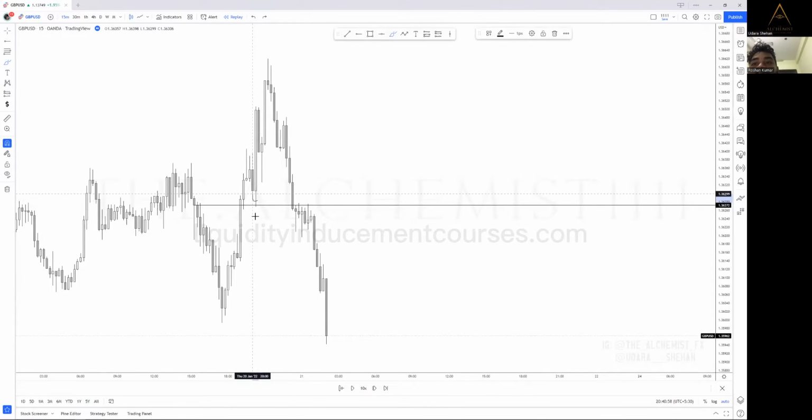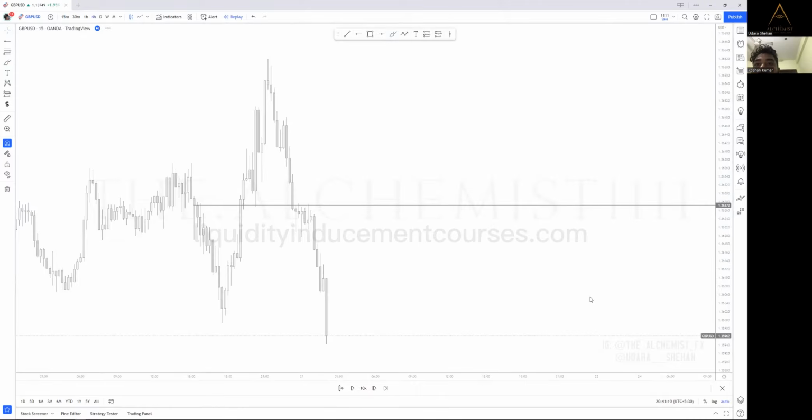Because can you see? First of all, it acted as a support. It tapped and started going up. But now it is broken, then what happens? It will act as a resistance. See that? So simple stuff, but you must understand the logic behind it.